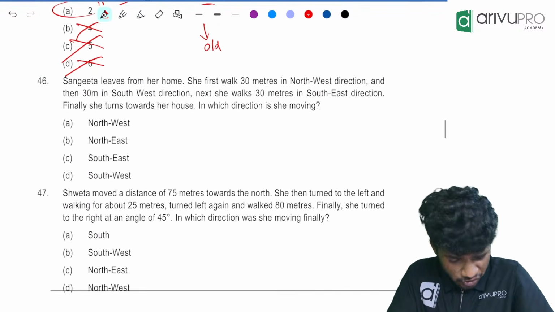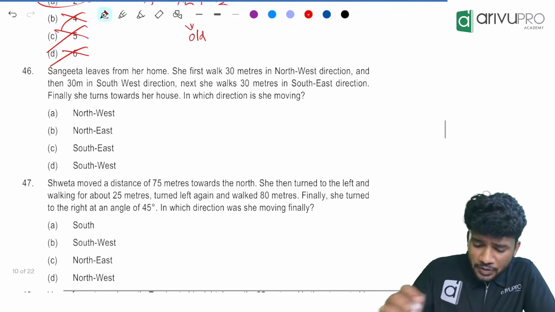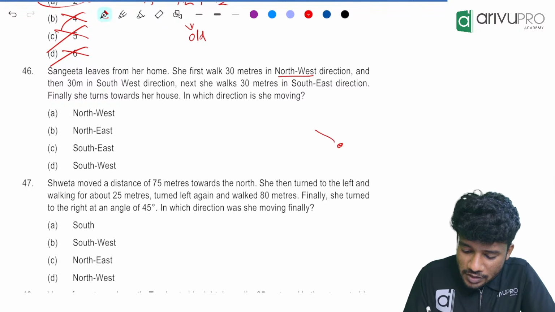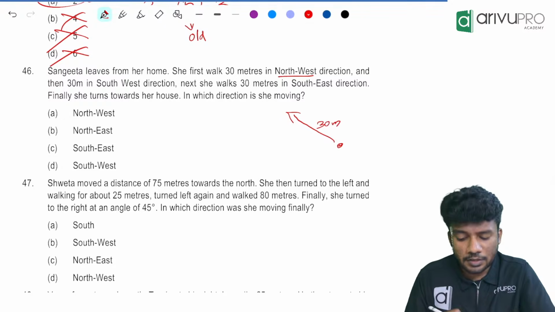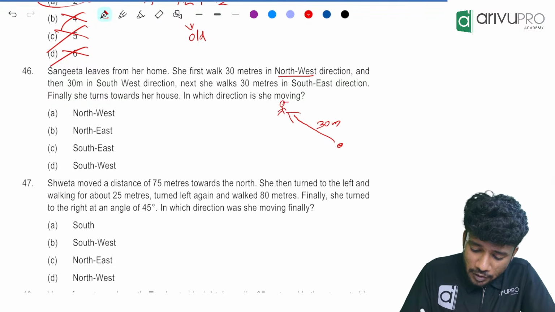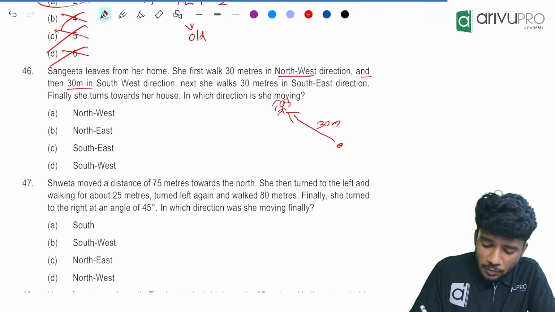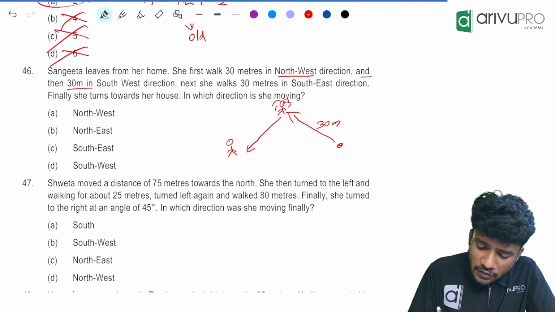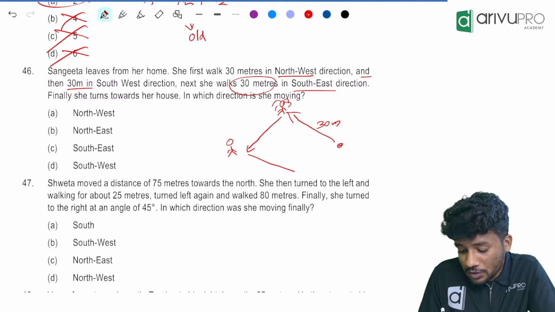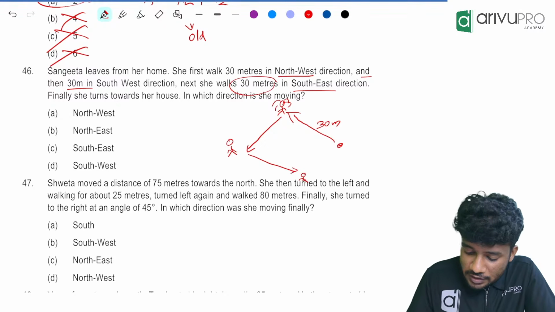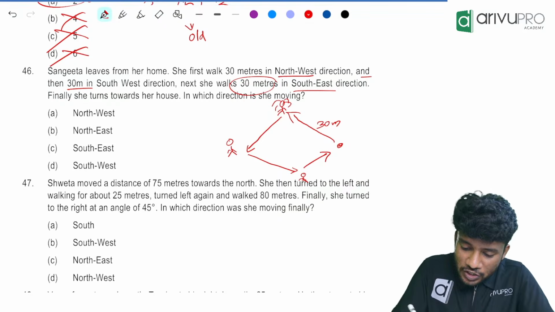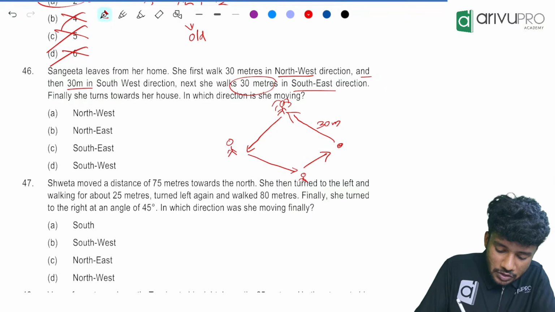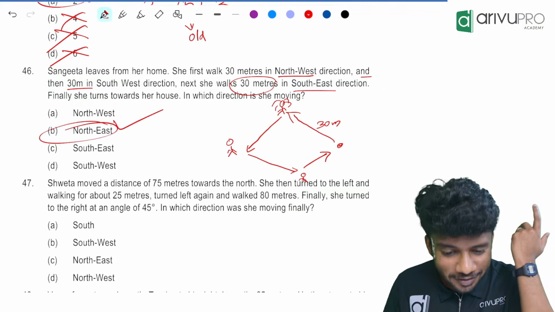Next one, direction test. Sangeeta leaves from her home. She walks 30 meters in the northwest direction. We have solved it in the class. Northwest direction, she went how many meters? 30 meters. Then after reaching this particular point, she went 30 meters in the southwest direction. Now Sangeeta is over here. Then she went 30 meters in the southeast direction. Finally, she decided to move back to her home. Now, which direction is she moving right now? The northeast direction. Which option is the answer? Option B. Direct question.